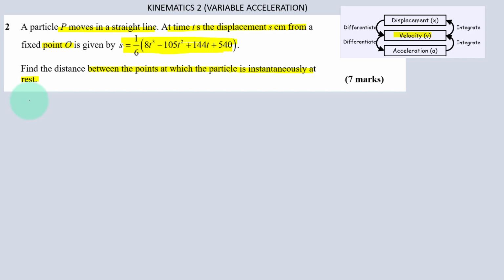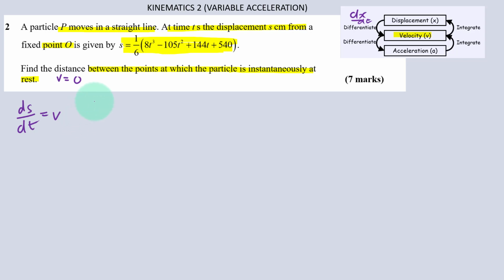So this is going to be when v equals 0, right? But we've got displacement, so we can differentiate displacement. So ds/dt, or dx/dt in this instance, is actually going to give us the velocity. Okay, so how would I do that?